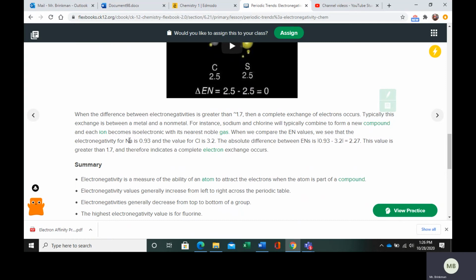Well, I think the only thing I might have missed is when the difference between electronegativities is greater than around 1.7, we get a complete exchange of electrons. All right, and that's going to happen between a metal and a nonmetal.